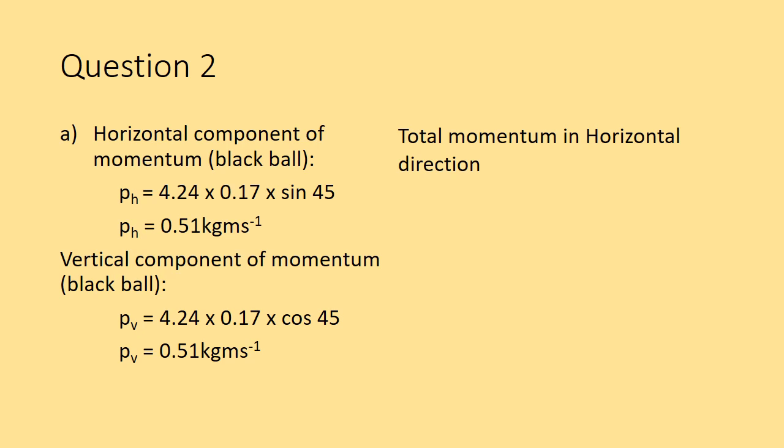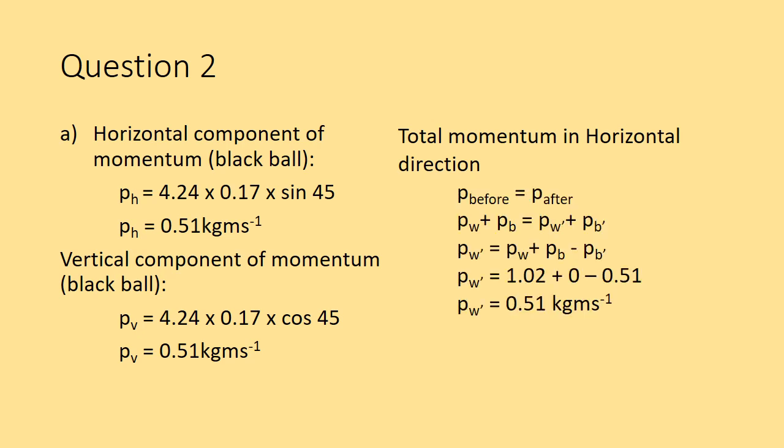Well, let's have a look at the total momentum in the horizontal direction. The momentum before has to be the same as the momentum afterwards. So the momentum of the white ball plus the momentum of the black ball should give us the momentum of the white ball plus the momentum of the black ball after the collision. So that's W prime, B prime. We can rearrange this equation to give us the momentum of W prime is equal to the momentum of the white ball plus the momentum of the black ball minus the momentum of the black ball after collision.